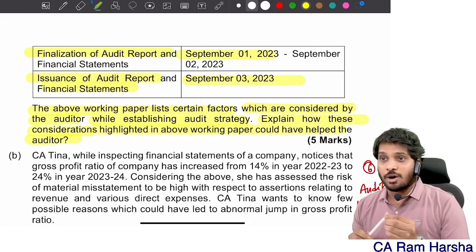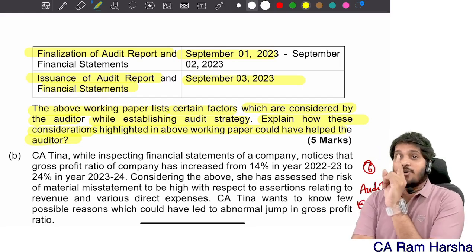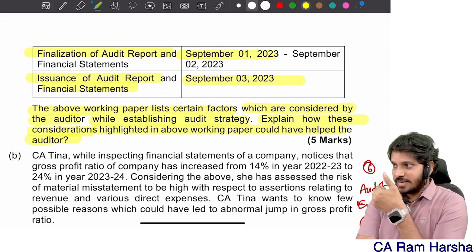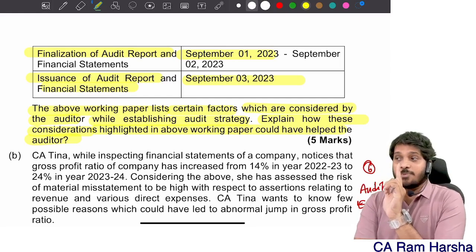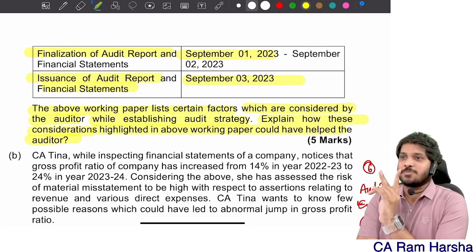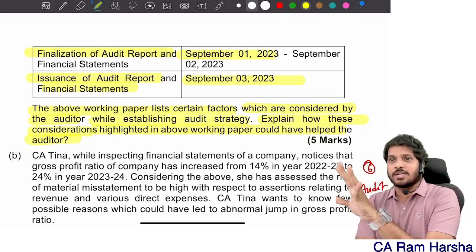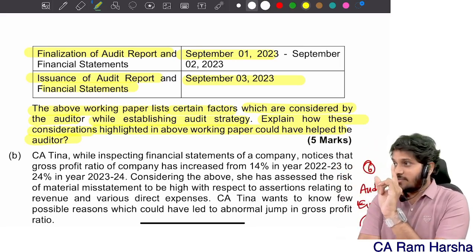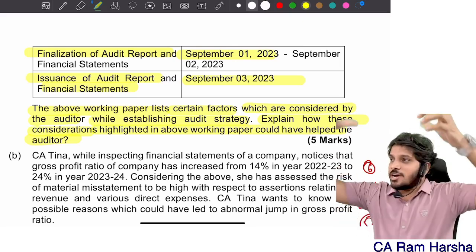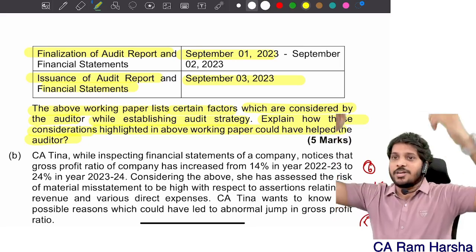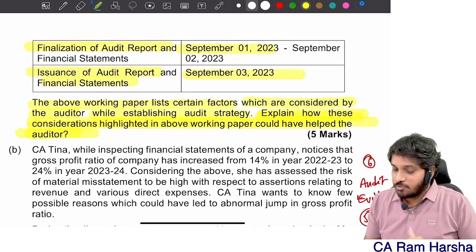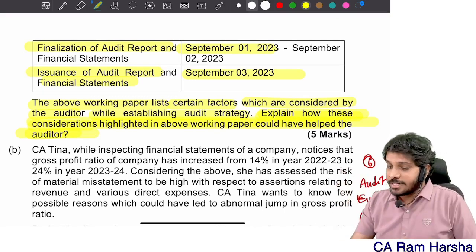While developing overall audit strategy, first, characteristics of the engagement. Second, reporting objectives of the engagement team. Third, results of preliminary engagement activities. Like that, 5 items were there in overall audit strategy. So one of the items which we considered is timing of the reporting objectives of the engagement team. That reporting objectives you have to define. So they are asking, explain how these considerations will help the auditor. Reporting objectives means what? They have given.